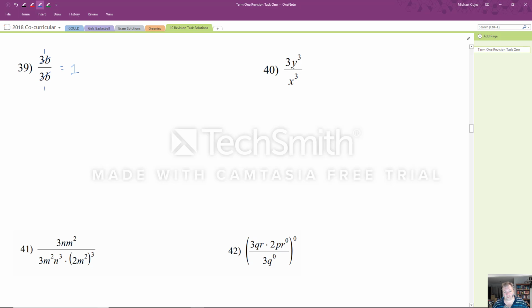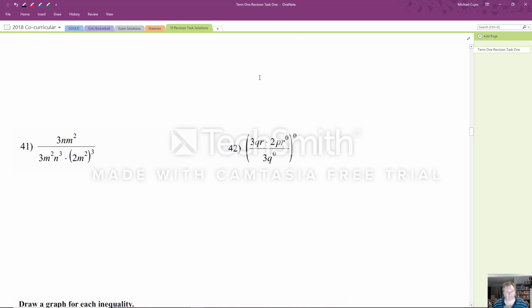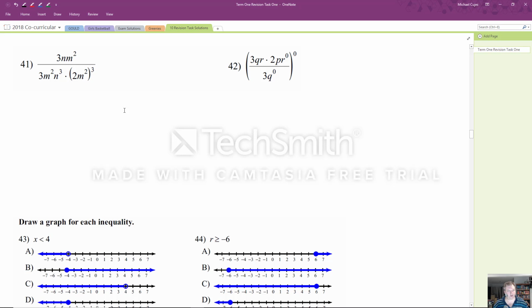This one here, I'm looking for something to cancel. The 3 can't cancel with any other number. This is a y cubed, this is an x cubed. There's nothing I can do. Everything's expressed with a positive index. That one just gets left alone. How nice was that? Rightio.